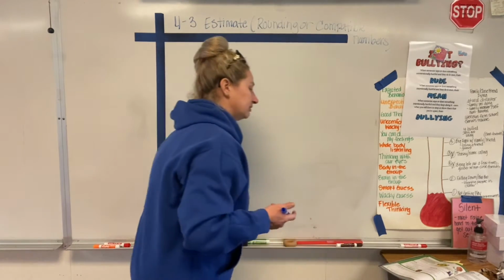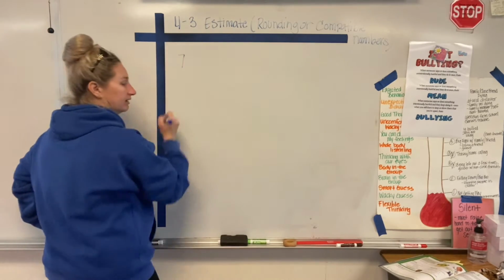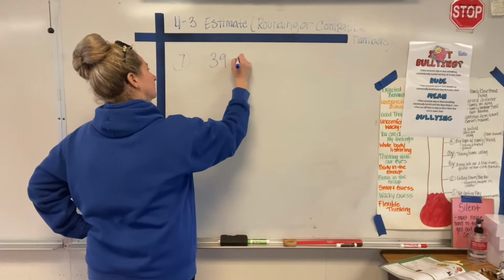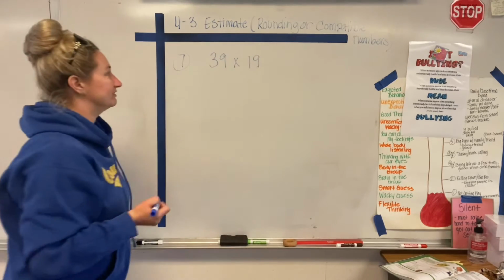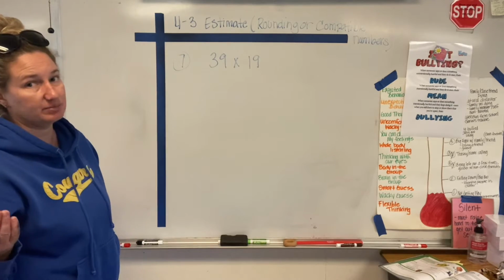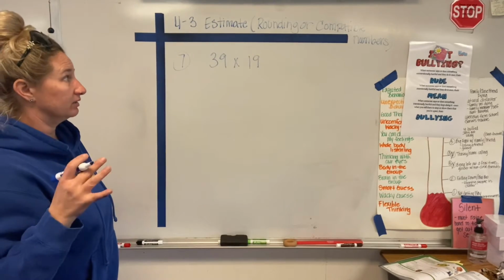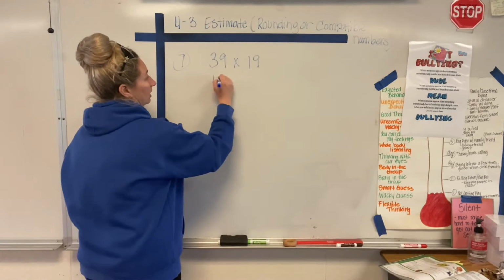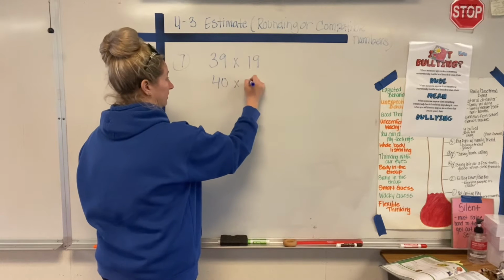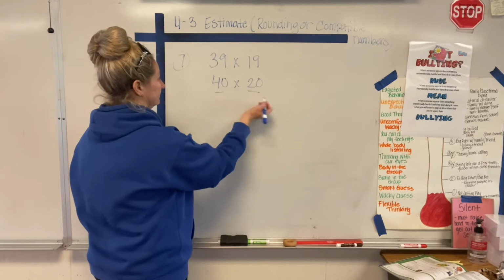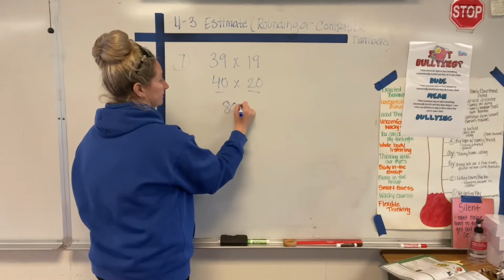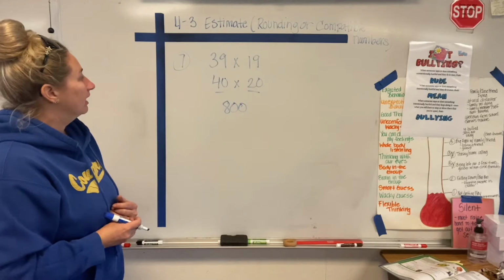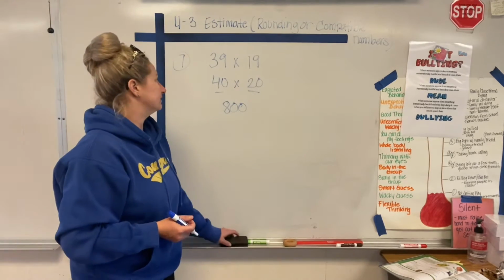Okay, let's take a look at number 7. That is 39 times 19. Okay, well, looking at this problem, I don't think it matters if I round or use compatible numbers, because either way, I would probably do the same thing, because 39 is super close to 40, and 19 is super close to 20, and that just makes it really easy. So 4 times 2 is 8, and 2 zeros. So the answer to this would be around 800, very close to 800. So let's take a look at number 8.